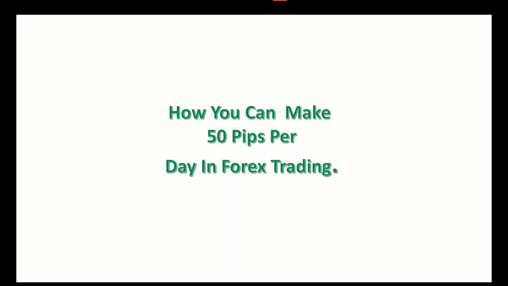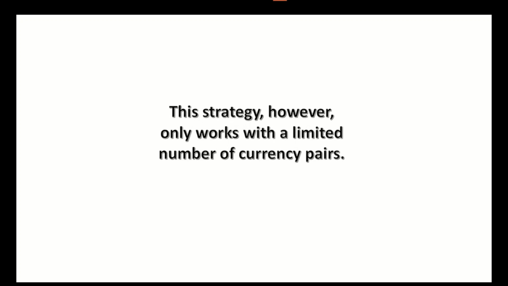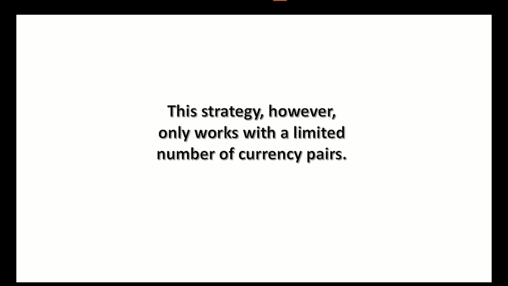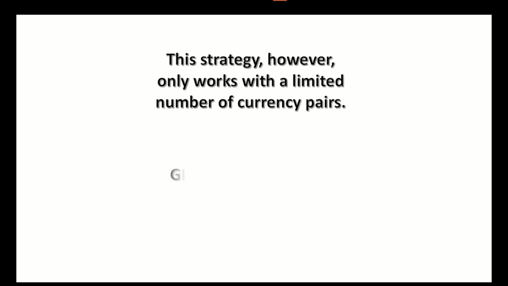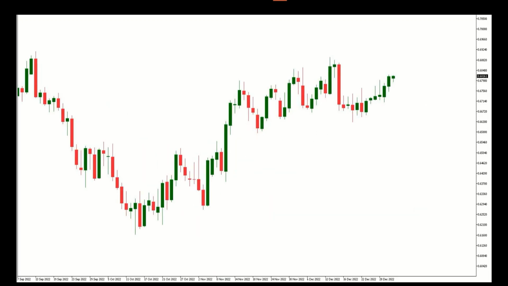How you can make 50 pips per day in Forex trading. This strategy, however, only works with a limited number of currency pairs. The major currency pairs, such as pound sterling against US dollar and euro against US dollar, are ideal for this strategy. What is the Forex strategy of 50 pips per day?